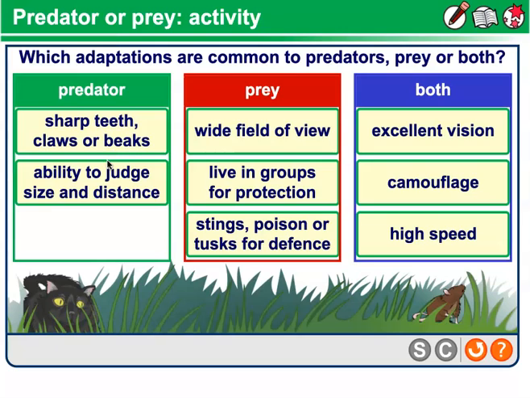Prey oftentimes have a wide field of view. This is important for seeing predators. Oftentimes they live in groups for protection and have the ability to sting, poison, or some form of defense mechanism. Both predators and prey have excellent vision. Oftentimes they are camouflaged, and they also have the ability to have high speeds for either defense purposes or to catch their prey.